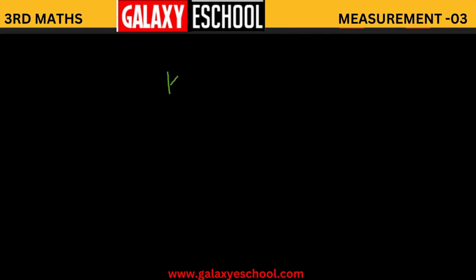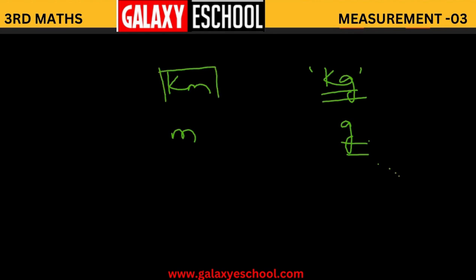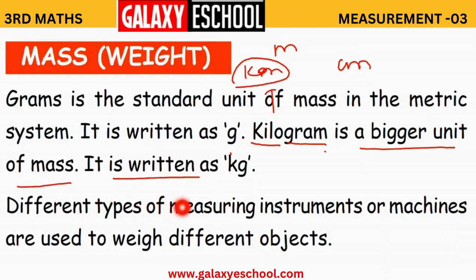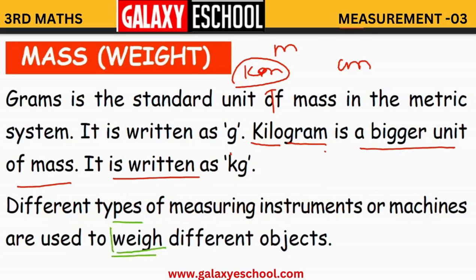See children, we have kilometers and then meters. In the same way, we have kilograms and grams. Kilograms is represented by the letters kg and grams is represented by the letter g. Here kilometers is bigger than meters. In the same way, kilograms are bigger than grams. Different types of measuring instruments or machines are used to weigh different objects. Weigh means to find out the weight. To find out the weight of different objects, we use different types of measuring instruments or machines.